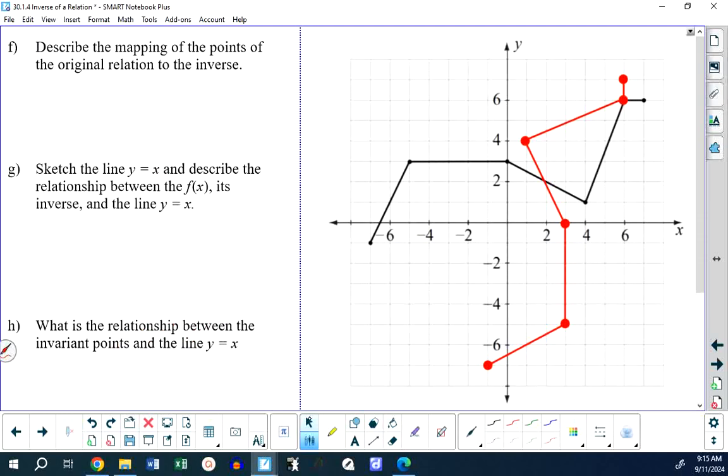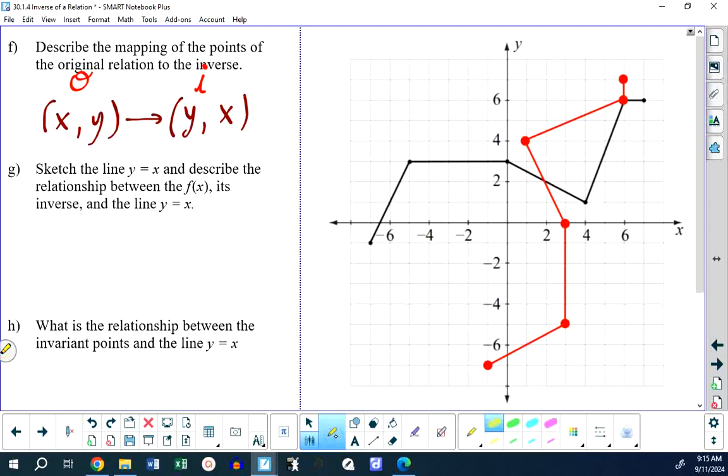Describe the mapping of the original relation to the inverse. Well, this is unique. This is the mapping. That's what's happening. But I want to make sure you understand something that's very important. This is the original, and this is I, the inverse.